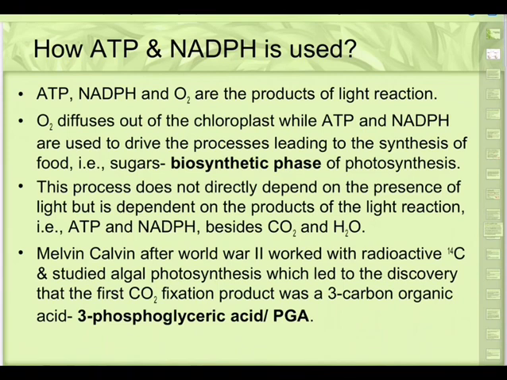This process does not directly depend on the presence of light. It does not require any light, but is dependent on the products of the light reaction. That's how the light reaction and dark reaction are interconnected. So ATP and NADPH, besides CO2 and H2O, should be there.